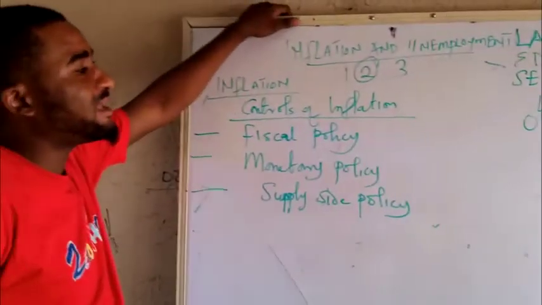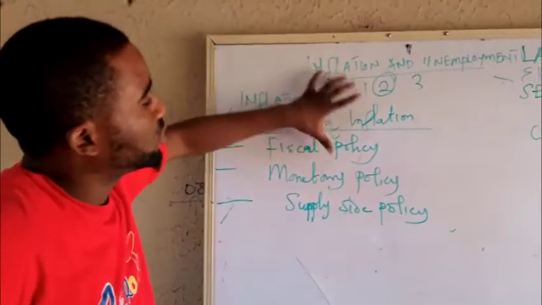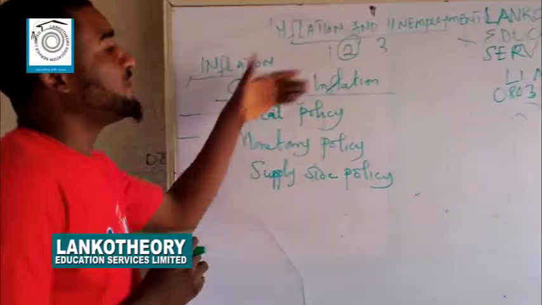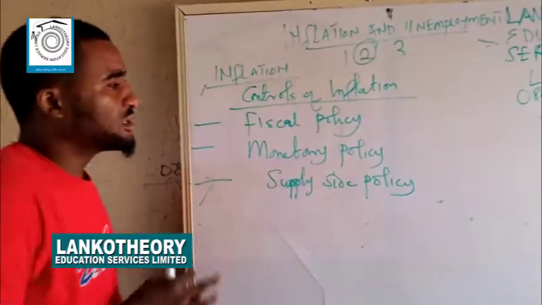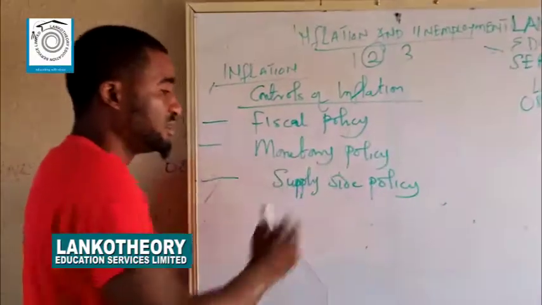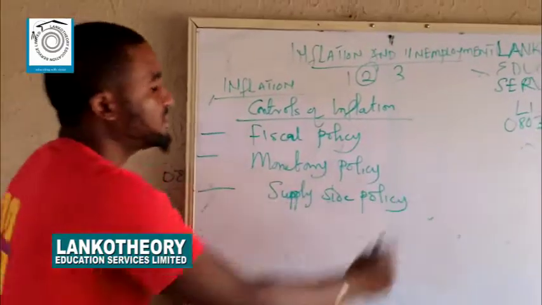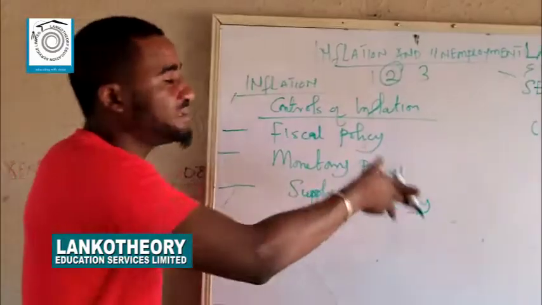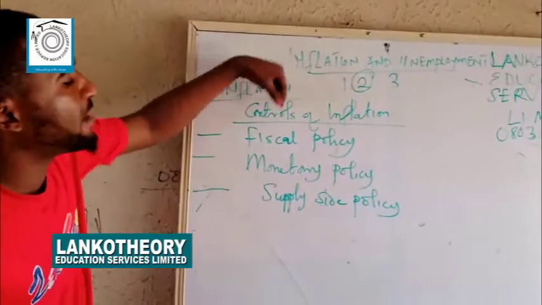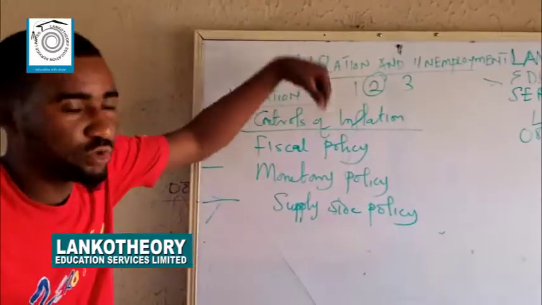In our last class, controls of inflation. Then I said that control of inflation will be discussed under 3 headings. The first one is fiscal policy, the second one is monetary policy, and the third one is supply side policy. Then the first question here is, how is fiscal policy being used to control inflation?